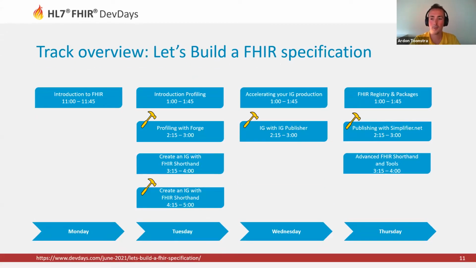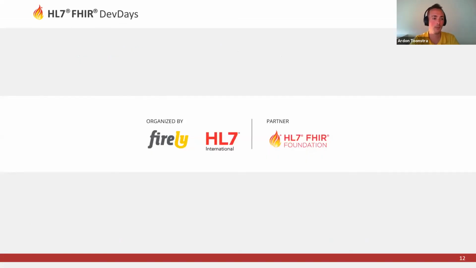And lastly, this is just the first Let's Build session of the Let's Build a FHIR specification track. After this session, you will be able to also attend the FHIR shorthand tutorials, where you can use FHIR shorthand to create profiles and an implementation guide. The tutorials and sessions on Wednesday and Thursday are more about creating implementation guides. So if you have your set of profiles, you can put them neatly together and make an implementation guide. So we still got 2 minutes.